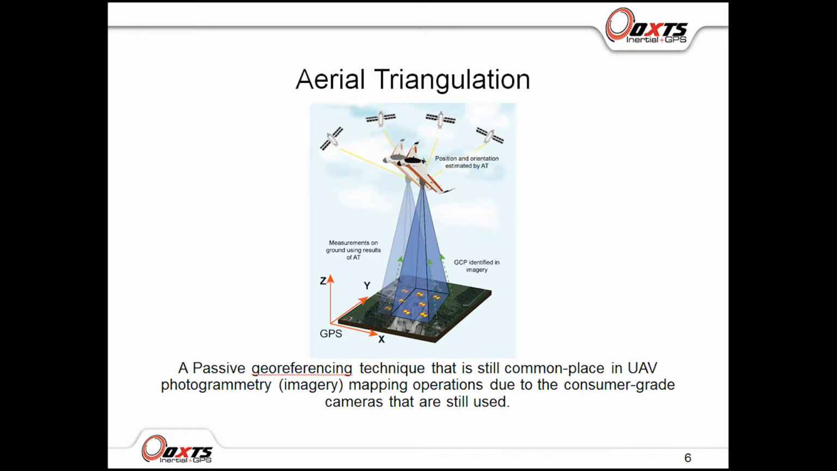Through using an INS to record the location and dynamics of the aerial platform, the exterior geometry of the onboard mapping sensor can be calculated. In layman's terms, the INS is able to record where the sensor is pointing.